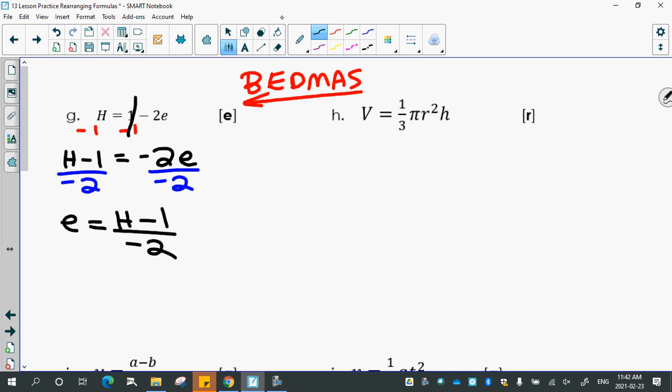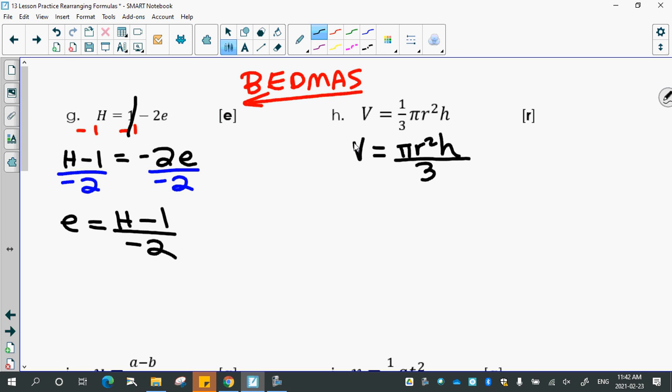So the first step is to rewrite it so it looks more like this. I'm going to write it as 1 times pi r squared h, all over 3. So that would be my first step, is to rewrite it like that. Okay, so it's all over 3. And then I just want to use reverse BEDMAS to slowly get r by itself. So what would you do to both sides first?